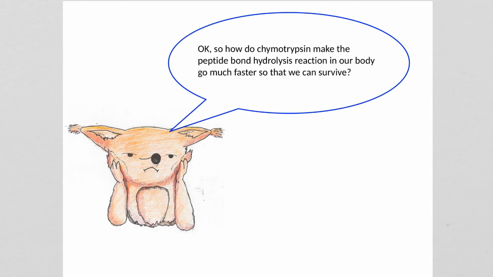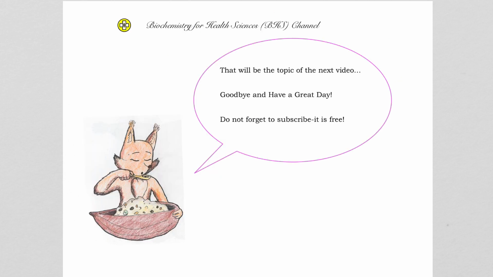Okay, so now you should have a good idea why enzymes make reactions go much faster. So how do they do this? How does chymotrypsin make the peptide bond hydrolysis reaction in the body go so much faster so that we can survive? That's a good question, Curly, and that will be answered in the next video. Okay, so in our next video, we'll talk about the mechanism by which chymotrypsin makes reactions go so much faster.